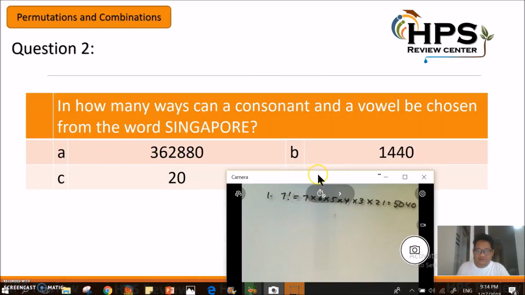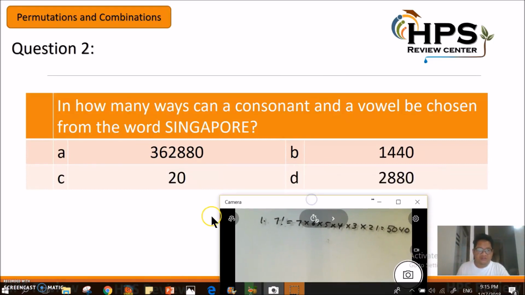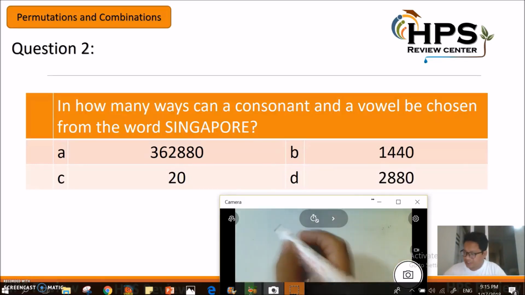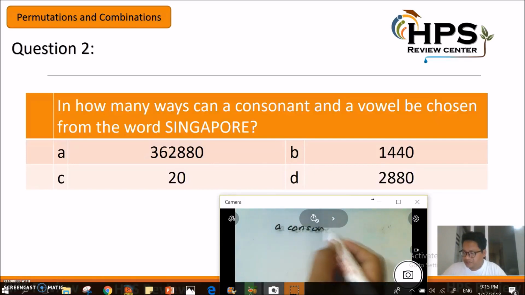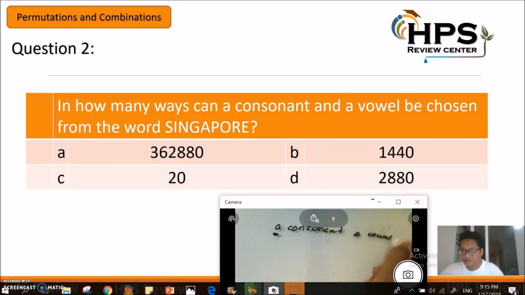So for question number 2, in how many ways can a consonant and a vowel be chosen from the word Singapore? So again, in this kind of question, you need to be careful that the keyword is a consonant. You're going to choose a consonant. It means only one consonant, and a vowel. So you need to choose a vowel, only one vowel as well.